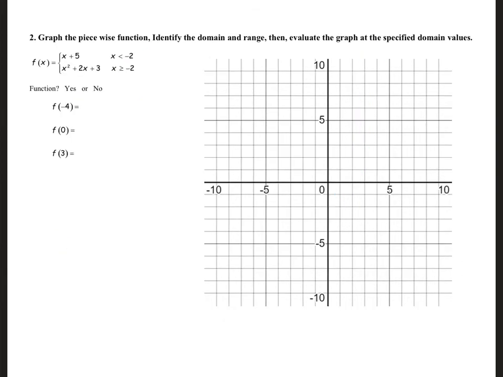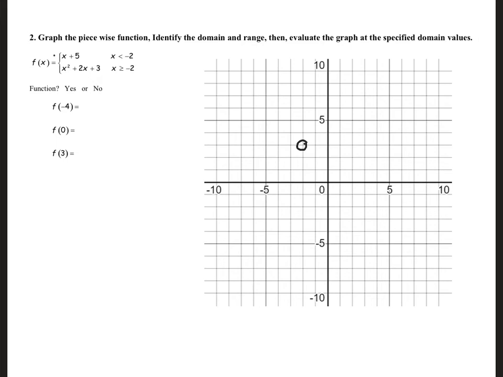Okay, we do another one. So this one has 2 pieces. So when x is -2 and lower, I plug -2 into the first one, and when I plug in -2 here, I get 3. So -2, 1, 2, 3, open circle. Now I just need values less than -2.